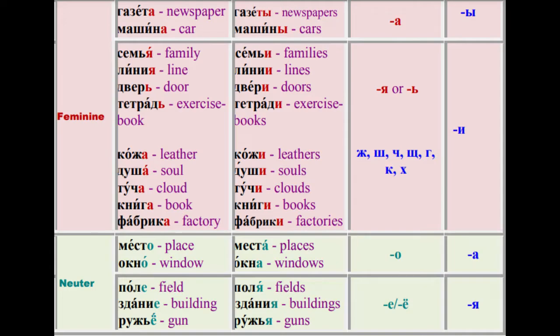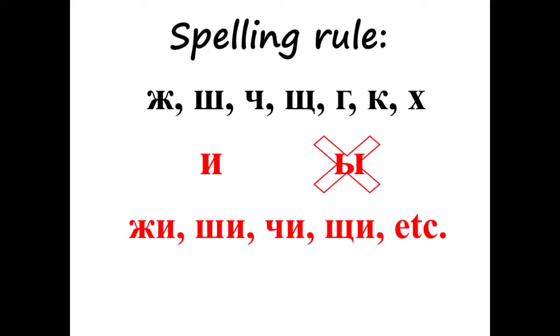Here you can see some examples of feminine nouns with letter «а». But you can see that in plural, we change letter «а» to letter «и», not «ы». Why it happens like this? This is because that before letter «а» there is one from those 7 letters. And don't forget about spelling rule that after these 7 letters we can't use letter «ы». We should use letter «и» only.